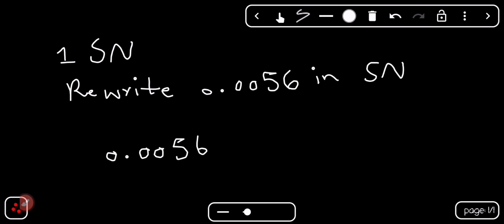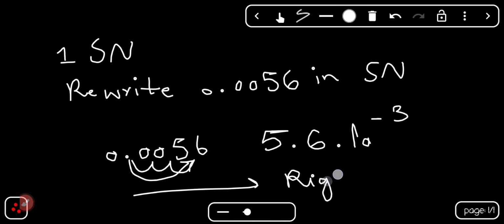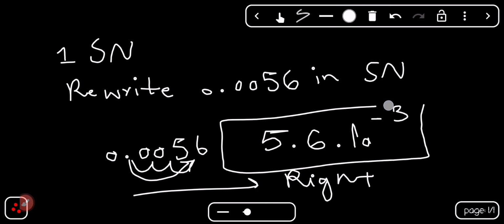0.0056. So I want to shift this decimal point to here. So we can write 5 and then point and then 6 and then 10. So the power of 10 will be the count of 1, 2, 3. So it will be minus 3. And we went right. So that's all. This is our final answer.